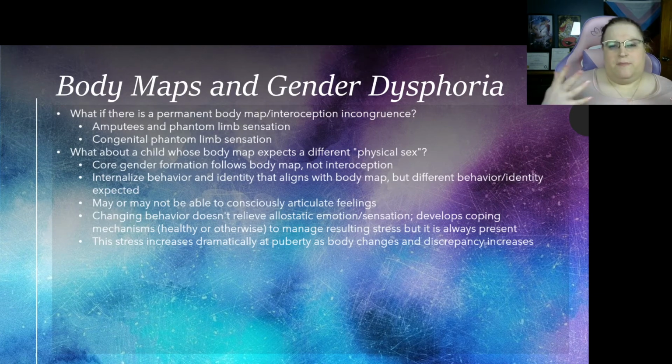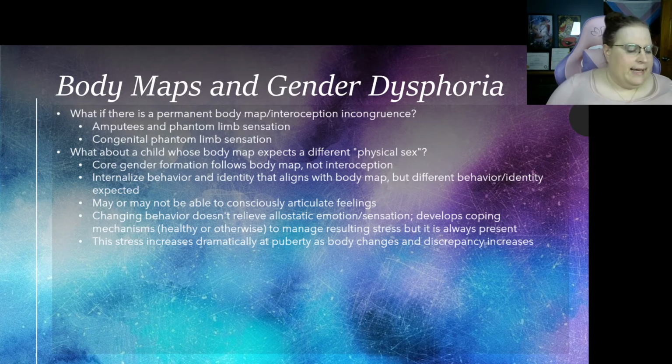So what about a child whose body map expects a different, quote-unquote, physical sex, who expects different primary sex characteristics? As discussed in the previous section, the formation of core gender follows your body map, not the interoceptive signals, because the interoceptive signals, again, are only processed by the brain when something is wrong. The portions of the brain that are developing your identity are much more recent, complex, advanced parts of the brain than the parts that handle that checking off the interoceptive checklist.